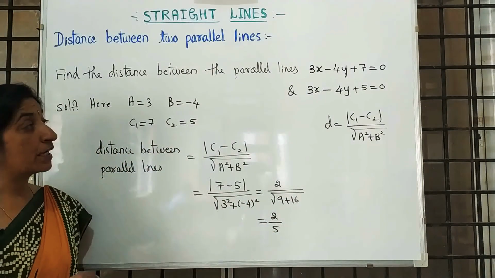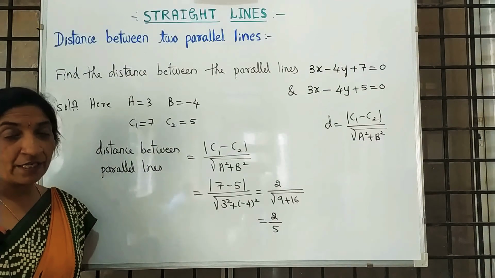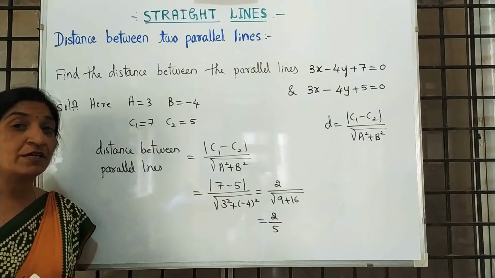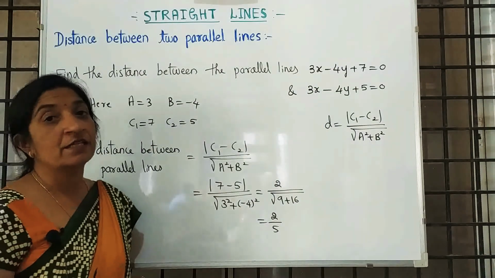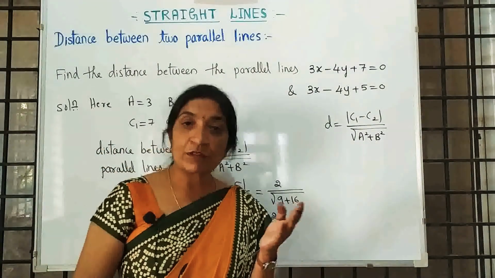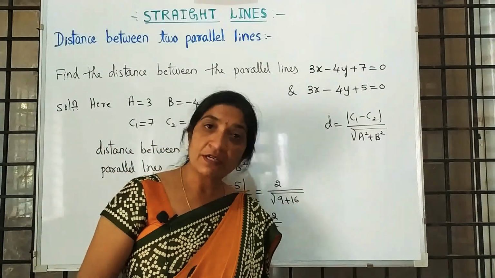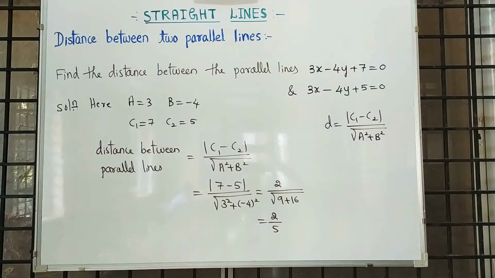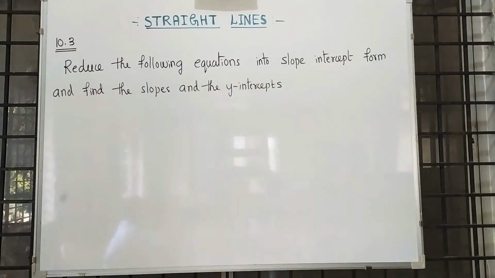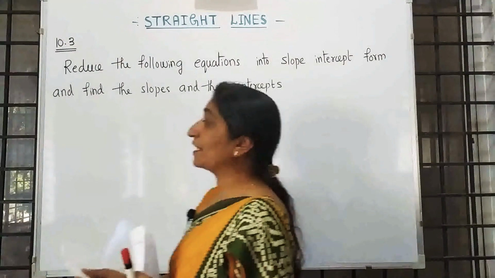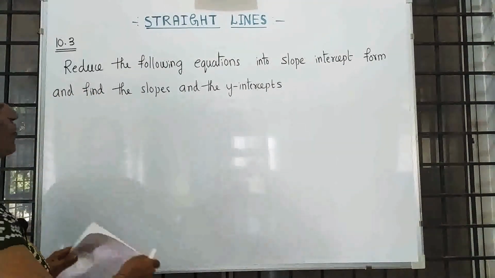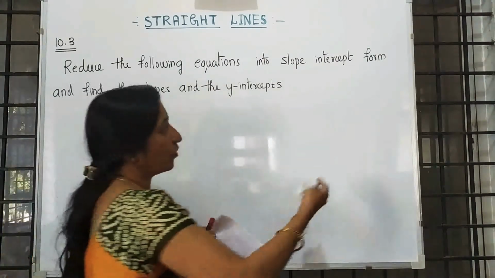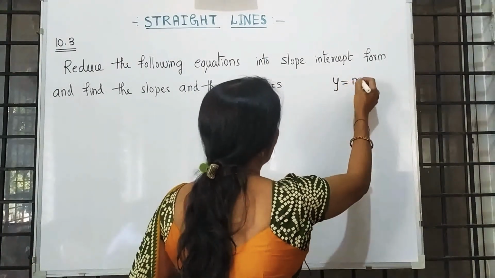Now I am giving you the examples in the exercise. In that exercise, we will mix the distance formula, distance between two parallel lines, perpendicular distance formula, and we are converting the standard forms into the slope intercept or intercept form of a straight line. So now we are moving to the exercise. Moving to the next questions, that is exercise 10.3. Here, reduce the following equations into slope intercept form. Have you remembered what the slope intercept form is? Yes, y is equal to mx plus c.